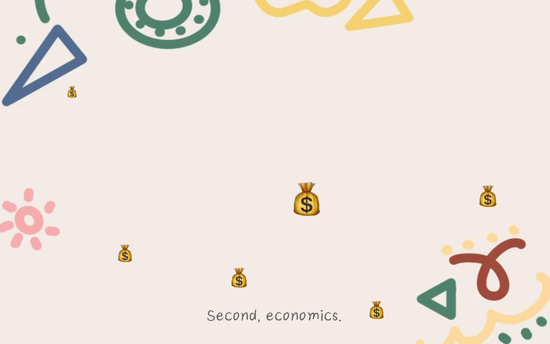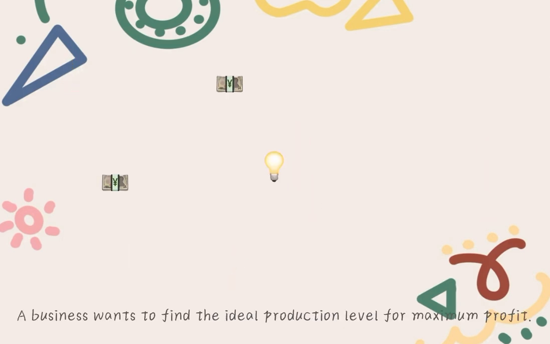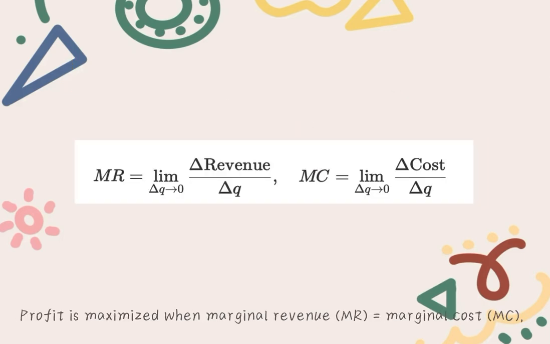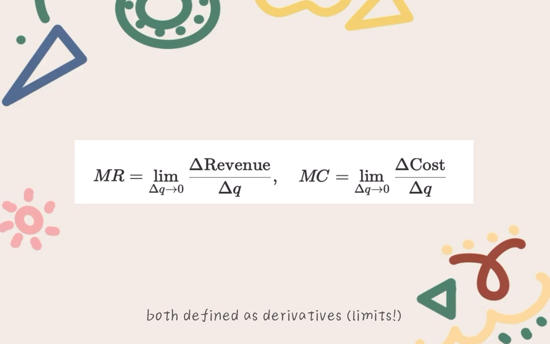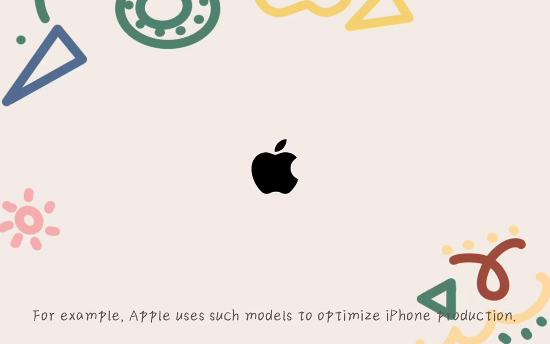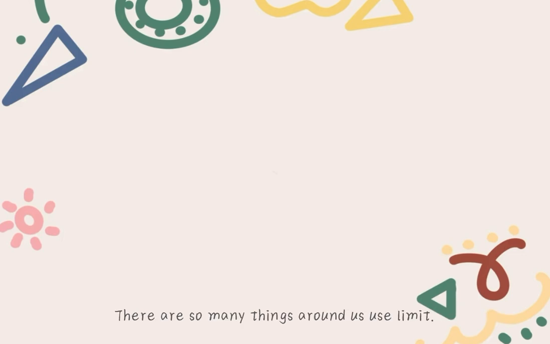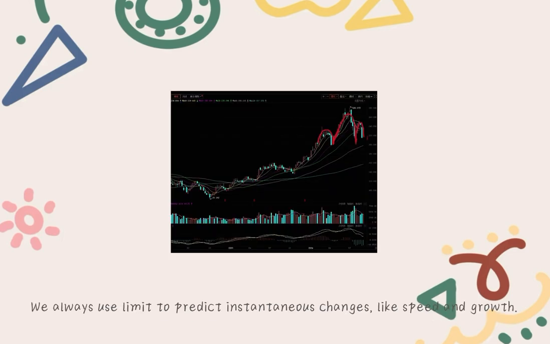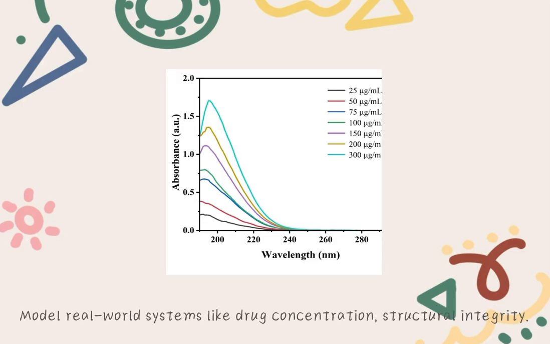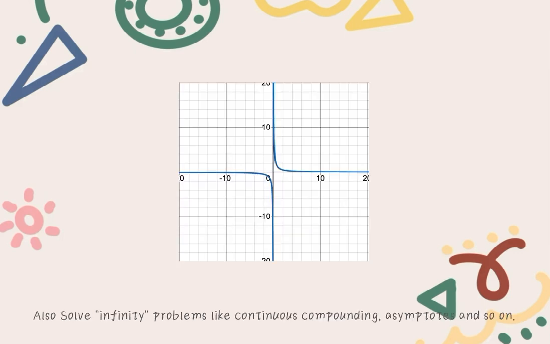Second, economics. A business wants to find the ideal production level for maximum profit. Profit is maximized when marginal revenue, MR, equals marginal cost, MC, both defined as derivatives, which are limits. For example, Apple uses such models to optimize iPhone production. There are so many things around us that use limits. We always use limits to predict instantaneous changes, like speed and growth, model real-world systems like drug concentration and structural integrity, and also solve infinity problems like continuous compounding, asymptotes, and so on.